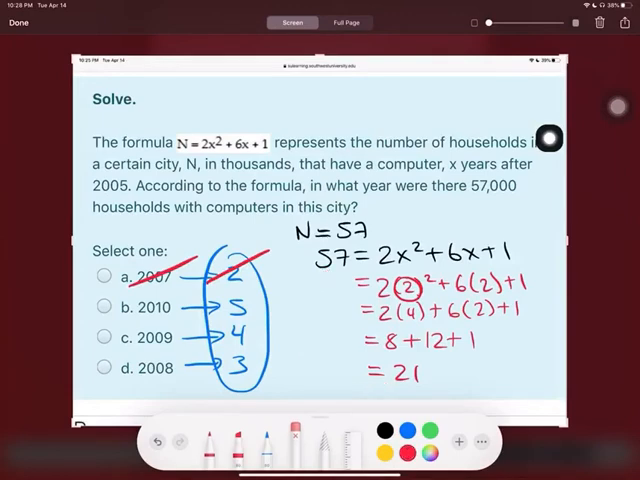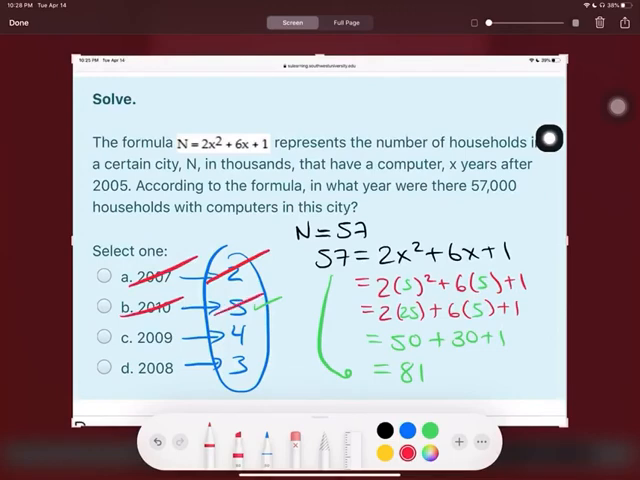Okay, so let's try with the second number. Instead of substituting 2, now I'm going to substitute the next number that I have in my answers, which is a 5. So I'm going to substitute 5 instead of the x. The first thing that I'm going to do is the exponent: 5 times 5, that's 25. This is going to be 50 plus 30 plus 1, and this is going to be 81. And of course, this number is not 57. So 5 is not the answer. I'm going to cross it out.